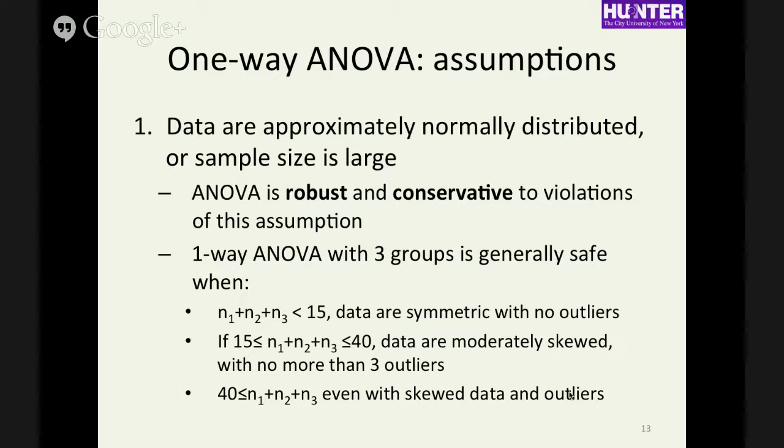Now, ANOVA is extremely robust to violations of the assumption of normality. And it's also conservative, meaning that if the normal assumption is violated, your p-values tend to get larger. So you're not going to reject your null hypothesis incorrectly. If anything, you'll lose power, meaning that you will fail to reject the null when there is some difference. But that is going to be a problem mainly if you have some extremely skewed distribution or big outliers and a small sample size.